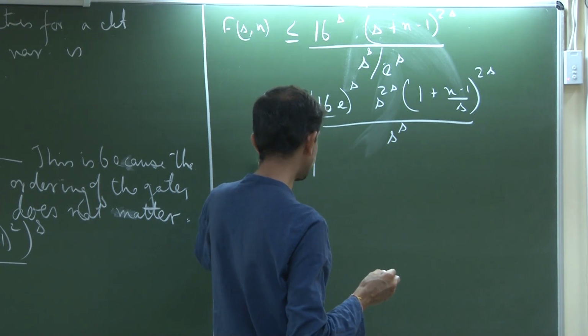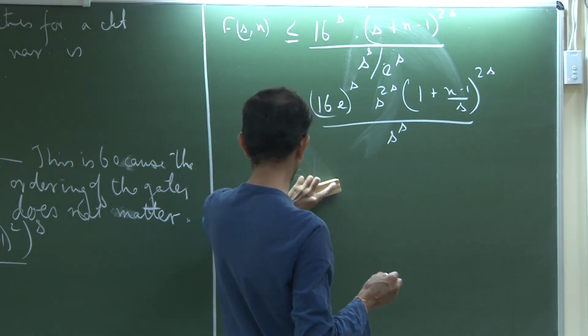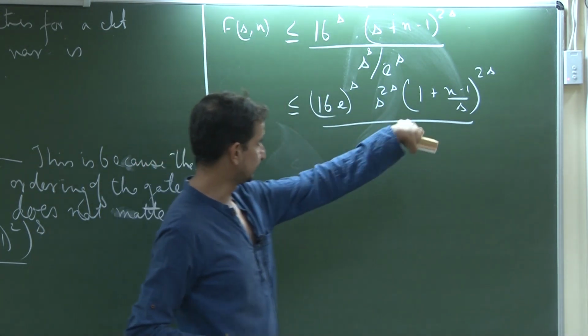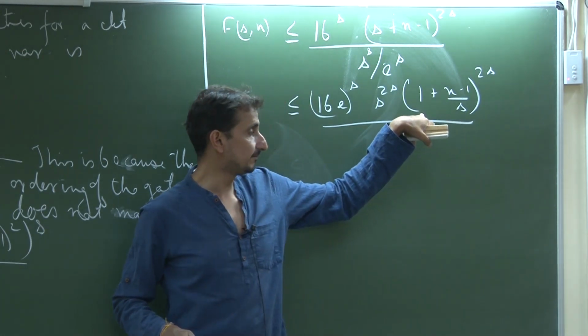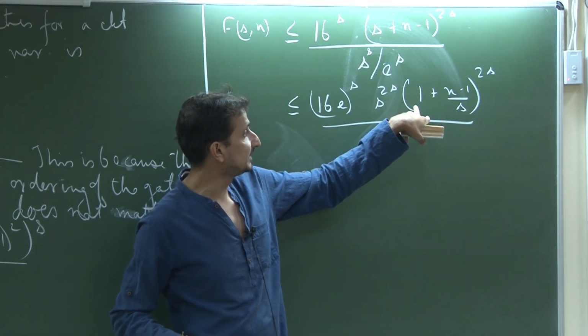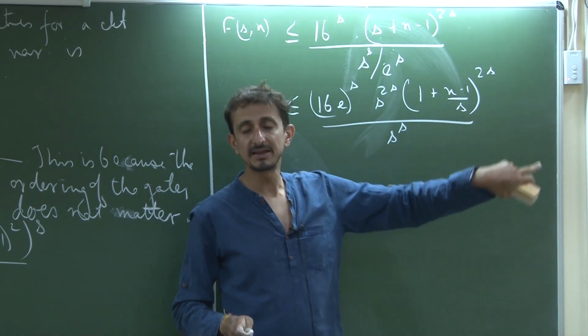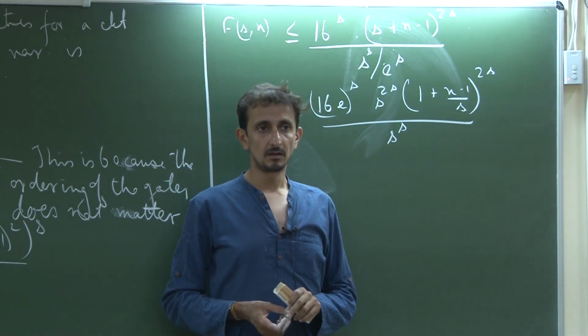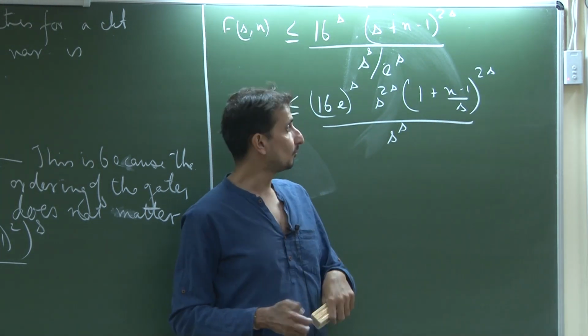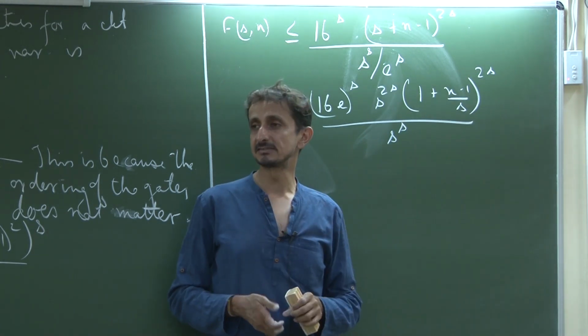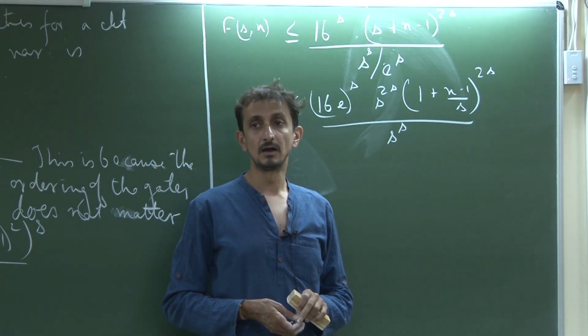Before that, let me just say something. Can you give an upper bound on this quantity, 1 plus n minus 1 over s? So, what can we say about n minus 1 over s?